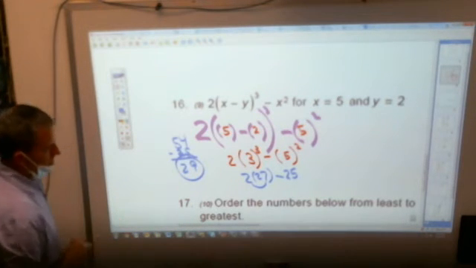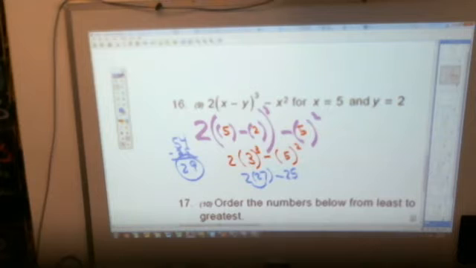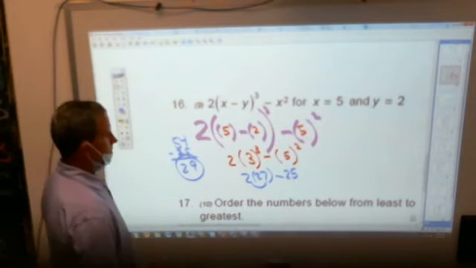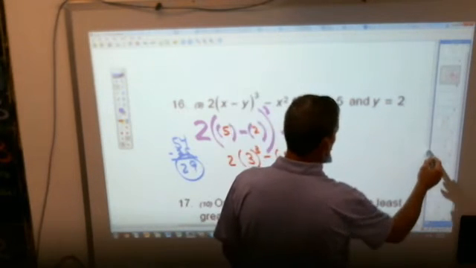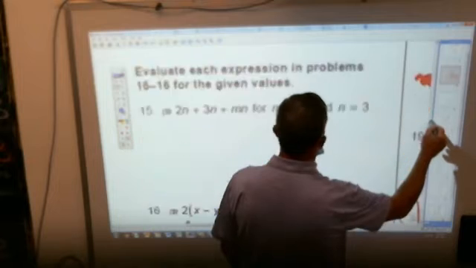Did I get it wrong? Sounds like you had a good... Zach, where'd you go wrong? Really? That was it? Frankie? Number 12? Is that on this page? Yeah.